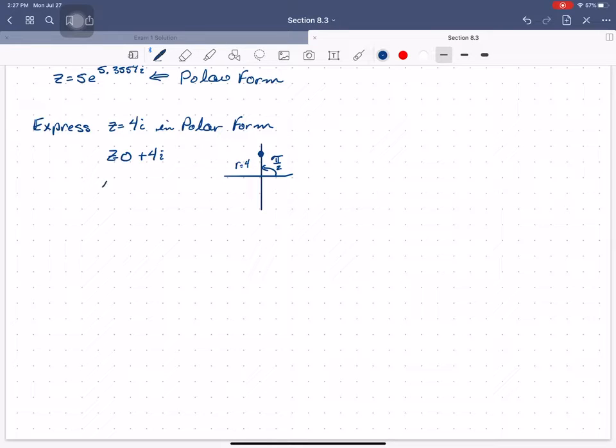So 4i simply equals 4e to the pi over 2 i, because remember, we are going from z equals a plus bi to, and we can go both ways, z equals r e to the i theta. Okay?